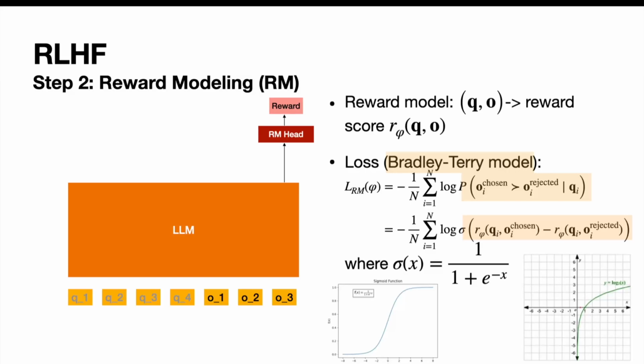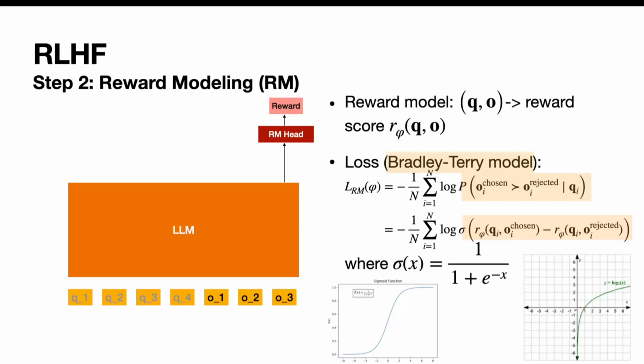If the chosen answer is smaller than the rejected answer, the difference is negative. The sigmoid is close to 0, and the negative log loss becomes very large. So the model is strongly penalized. So the reward model loss is the negative log probability of the human preference pairs under the Bradley-Terry model. In practice, we compute this loss for each chosen rejected pair and average it over the batch.